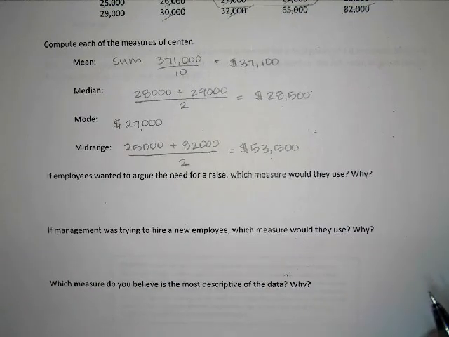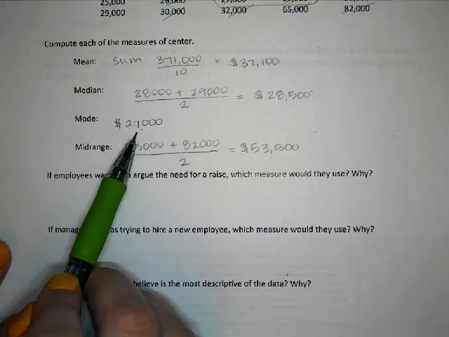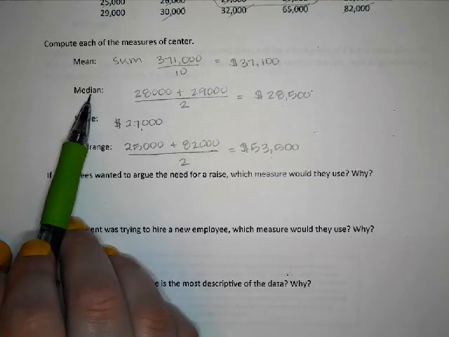So if employees wanted to argue the need for a raise, which measure would they use and why? If I was an employee and I wanted to argue a raise, I'd probably go with the lower numbers. And then I would use those to argue that we should be getting more money as employees. So the mode, 27,000, the median, 28,500.